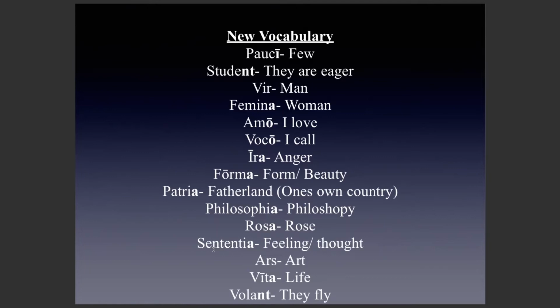Sententia. Sententia is feeling or thought. It's not just one or the other, right? It's both of these things combined. It's somewhere in between these. We get the word sentient from this. So like a sentient life form, something that can think and feel on its own, right? We get that from the word sententia. You will see that word a lot, usually. Sententia, it kind of lends to somebody's intentions, is what it's saying.